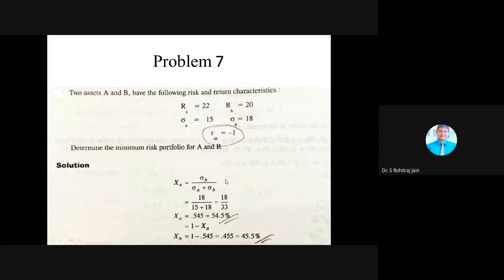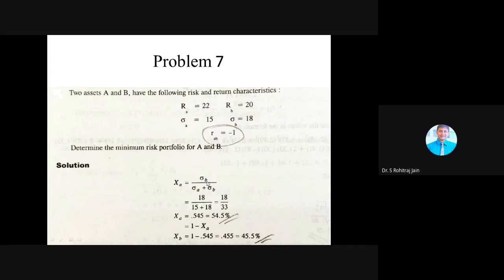So when I'm using this particular formula, when the correlation coefficient is -1, and when they ask me to calculate the minimum risk portfolio, the first thing is I need to calculate the proportion of funds that has to be invested in security A. So I calculate XA is equal to standard deviation of B divided by standard deviation of security A plus standard deviation of security B.